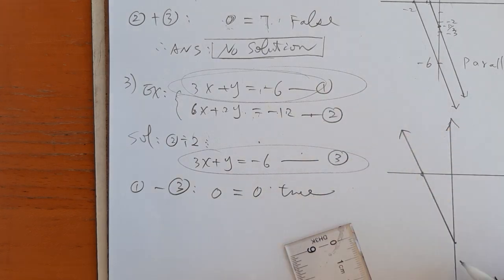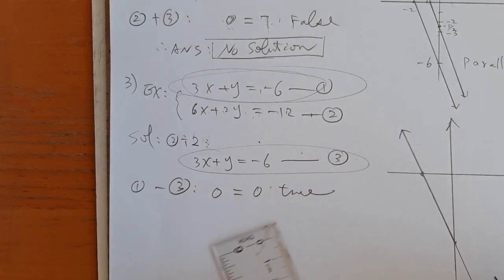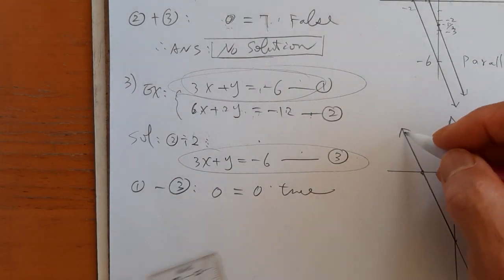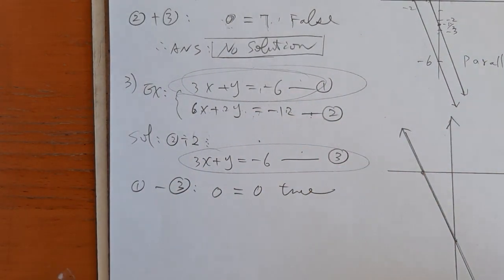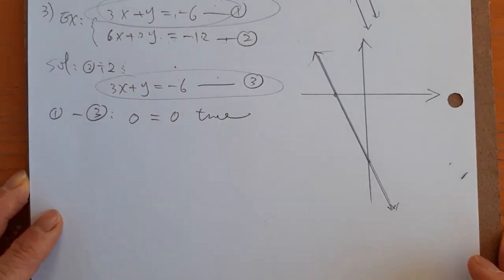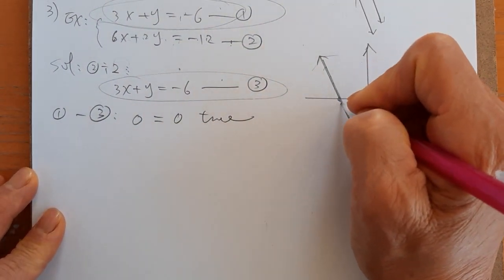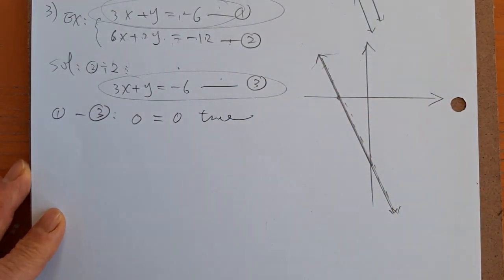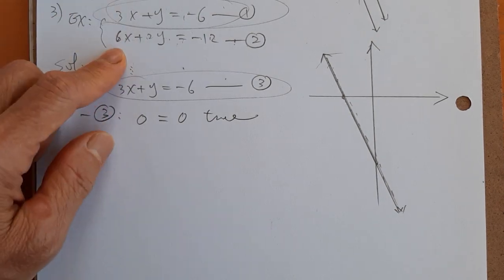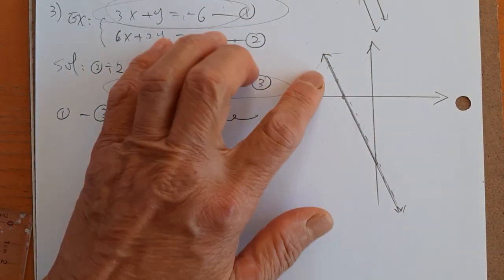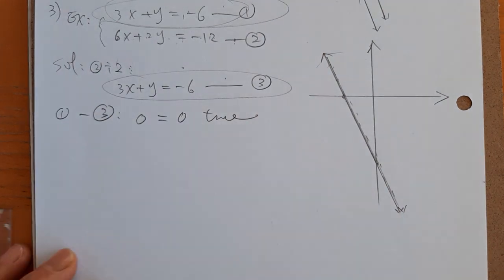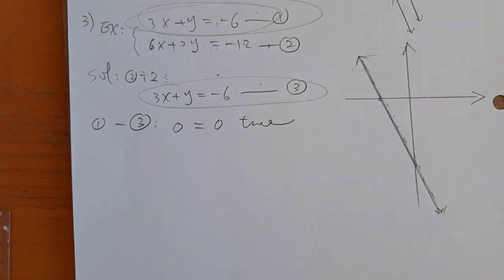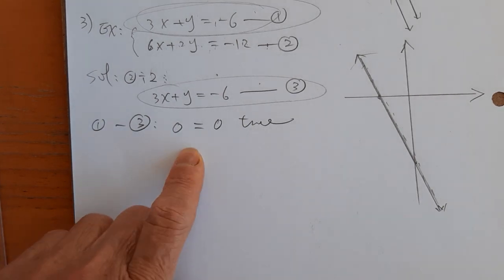The first equation is this line. And the second equation, when you divide it by 2, you get the same as the first equation. So the graph of the second equation is also the same line. So there are many intersection points. All the points on the line are intersection points of the two lines, because they are the same line. All the points on the line are solutions. But you cannot just say infinite solutions.